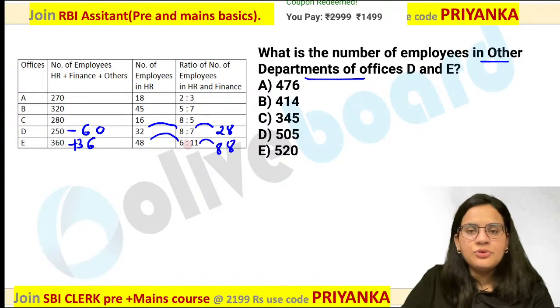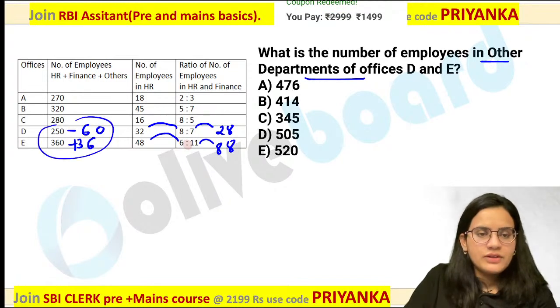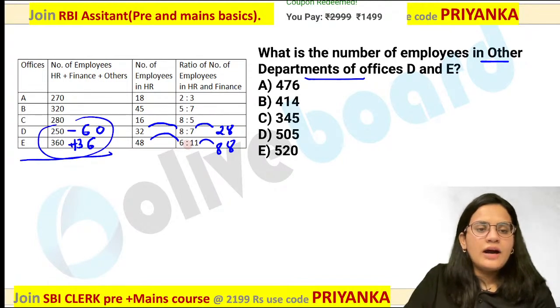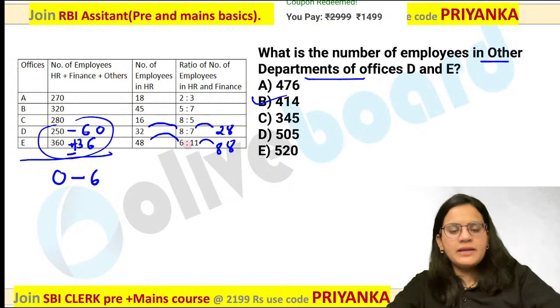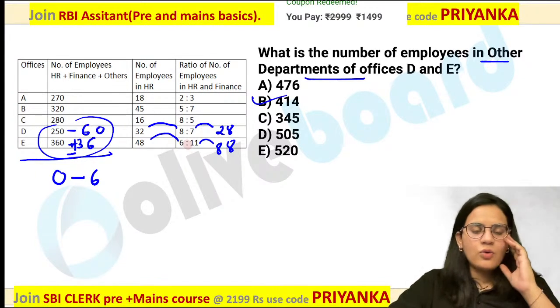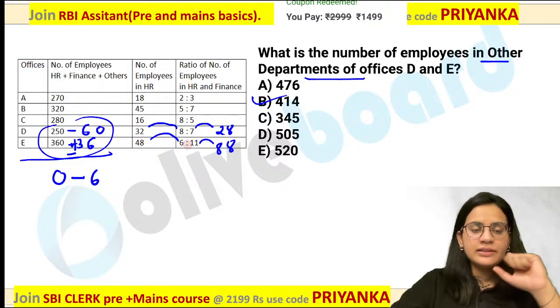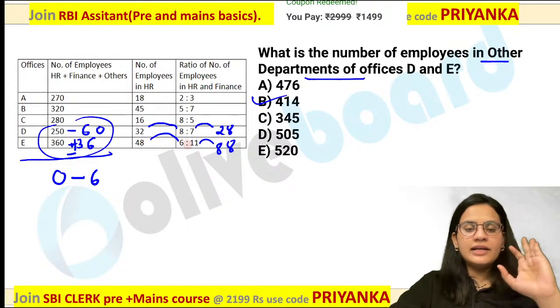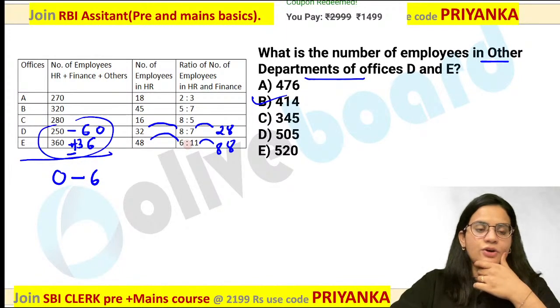So what they are asking you is, what is the number of employees in the other department? You have to add both of the values. The end digit is 0 and this end digit is 6. 0 minus 6, that means 4 would be the end digit. Directly you could have marked your answer. Can you see how easily I have approached it using the trick? No need to calculate the exact value. Directly using the unit digit itself, we got our answer.